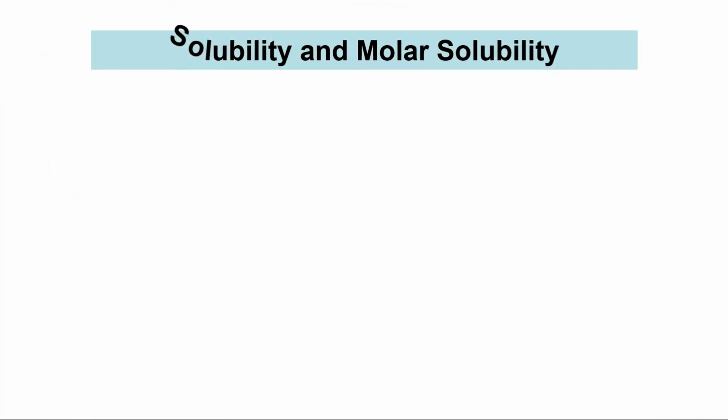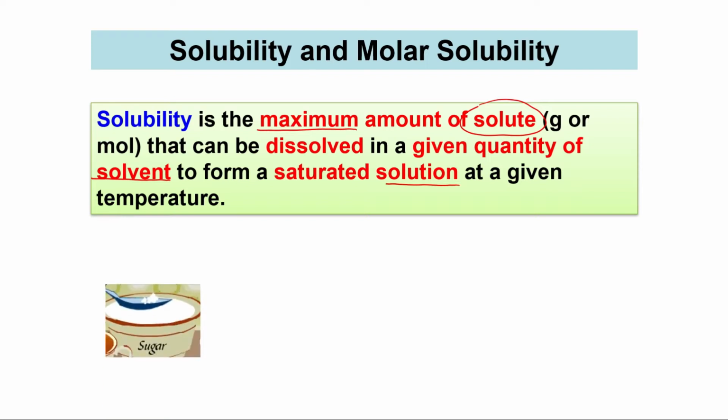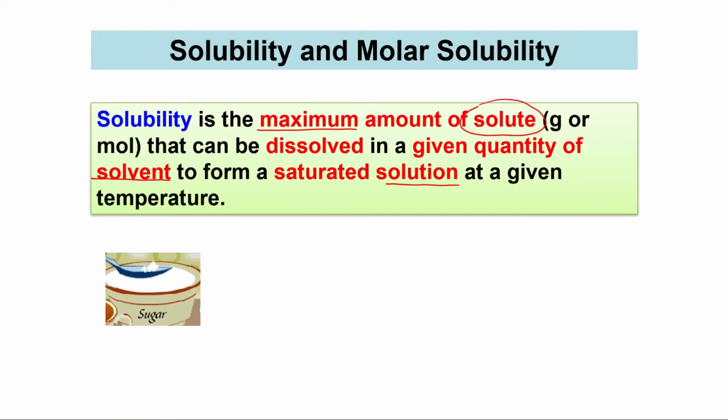Solubility and molar solubility. From the word solubility, what do you think solubility means? Solubility is the maximum amount of solute measured in gram or mole that can be dissolved in a given quantity of solvent to form a saturated solution at a given temperature. For example, in our daily life, we have sugar.